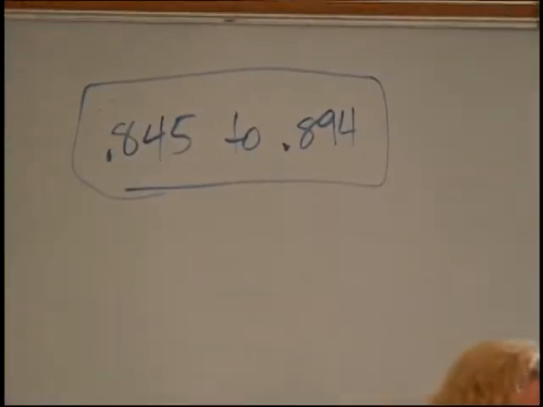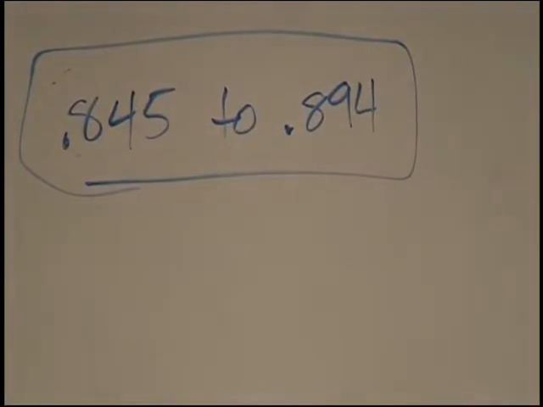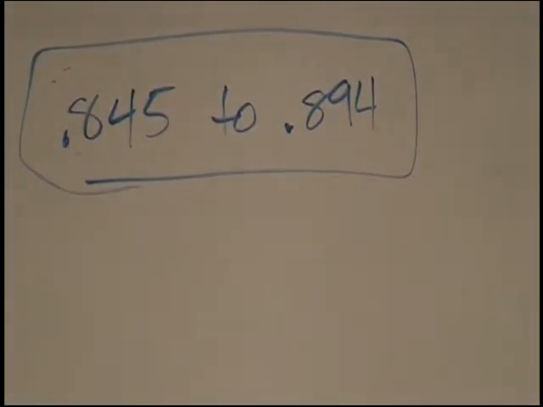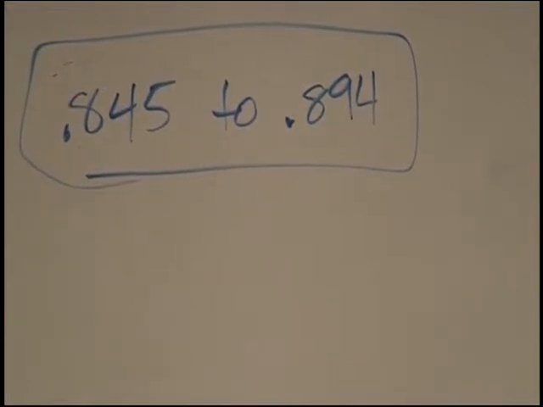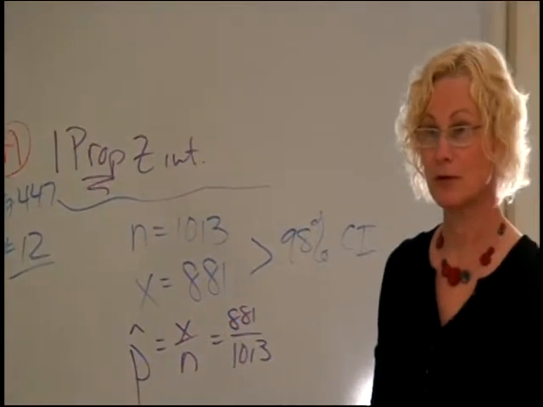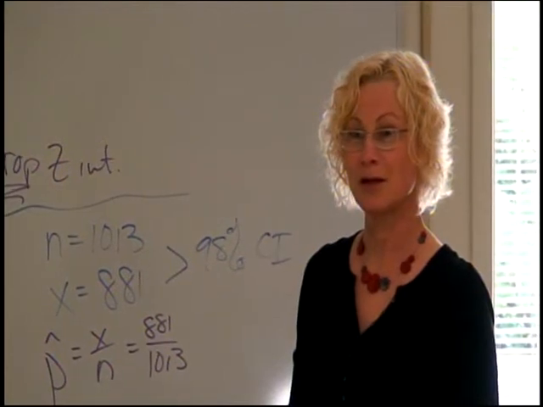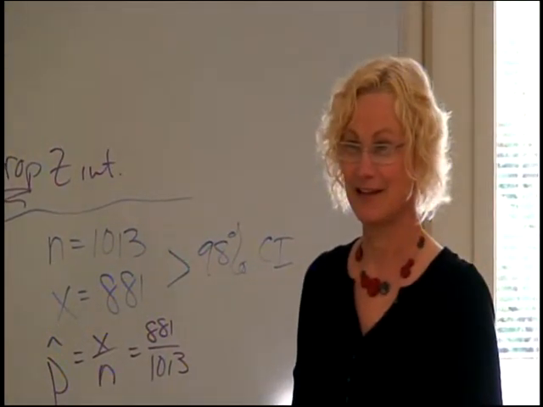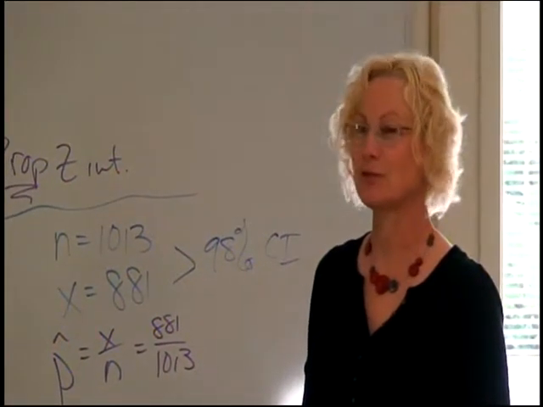Okay, so there's our 98% confidence interval for the proportion of all adults who always wear their seatbelt. Somebody interpret that for me. Can somebody try? Kevin? We are 98% confident that the proportion of adults that always wear their seatbelt is between 0.845 and 0.894. Absolutely perfect.